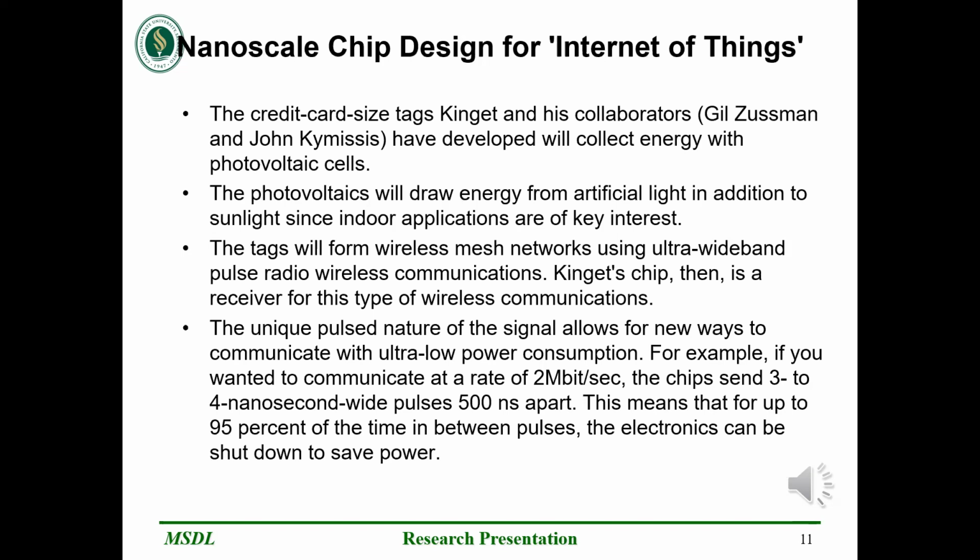For example, if you wanted to communicate at a rate of 2 Mbit per second, the chip sends 3 to 4 nanosecond wide pulses 500 nanoseconds apart. This means that for up to 95% of the time in between pulses, the electronics can be shut down to save power.